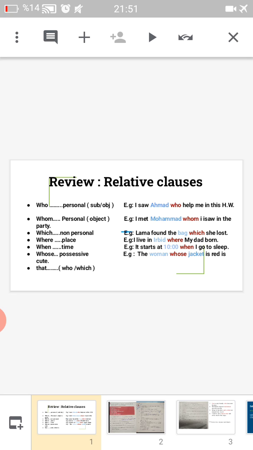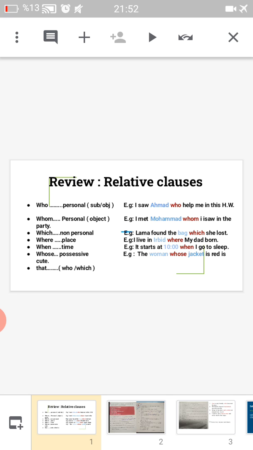Whom refers to a person and comes as an object. I met Muhammad, whom I saw at the party. Muhammad is an object, a person, so we will use whom. Which refers to non-personal things like table, book, etc. For example, Lama found the bag which she lost. The bag is not a person, it is a thing, so we will use which.